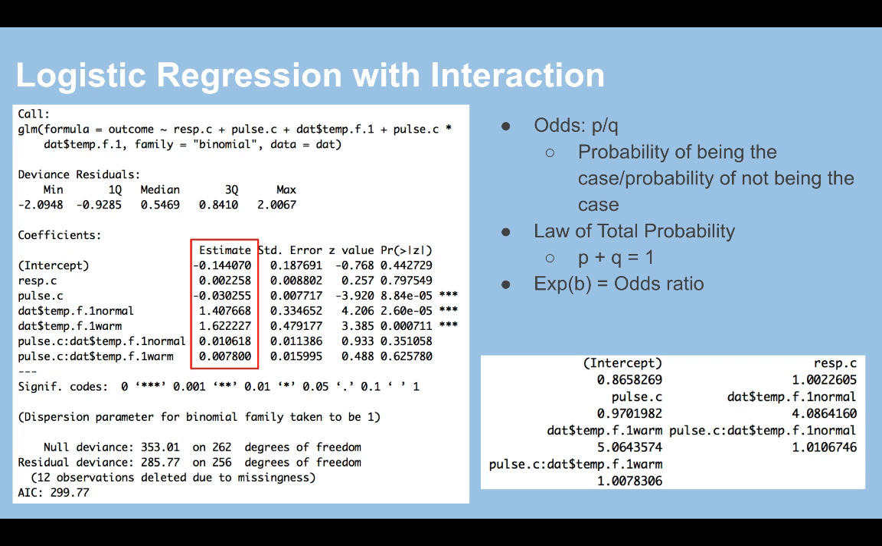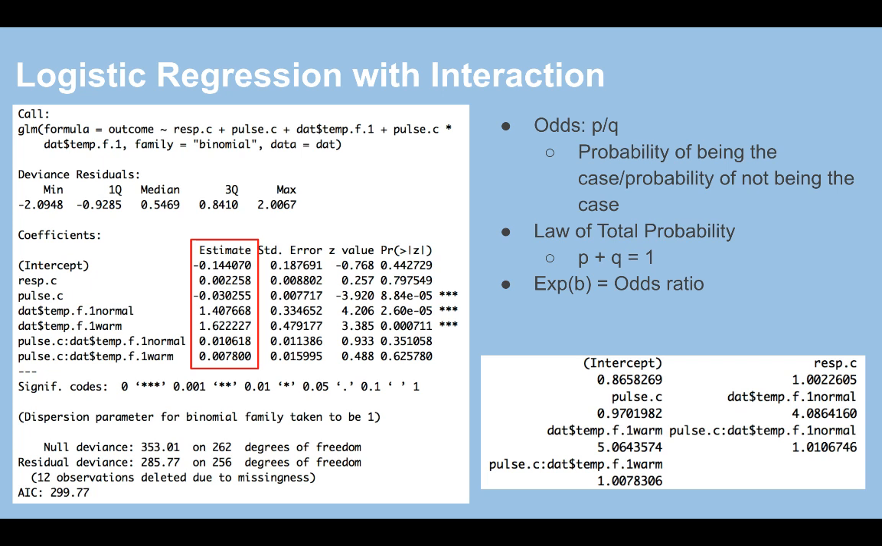So here I've run my model again, but with the logistic regression. And so as you can see, we have respiratory rate, pulse, and then our categorical variable temperature, and then an interaction between pulse and our categorical variable temperature in our model, similarly to in OLS.